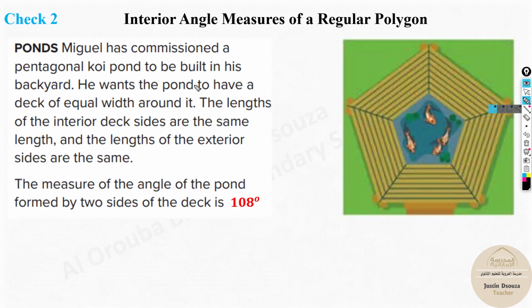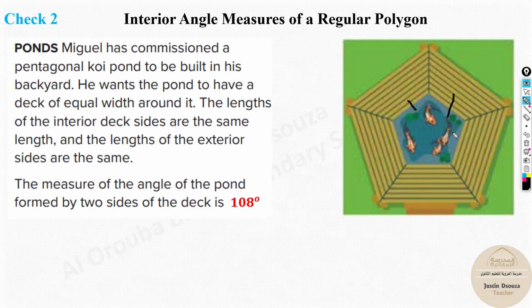My bad. Anyways, Miguel has commissioned a pentagon koi pond to be built in the backyard. He wants the pond to have a deck of equal width around it. The lengths of the interior deck sides are the same, and the lengths of the exterior sides are the same. So now they have told the sides are all equal, okay? So if that's equal, then all the angles are also equal. So what you need to do is measure the angle between two sides. It's just finding an angle, whatever it's written.